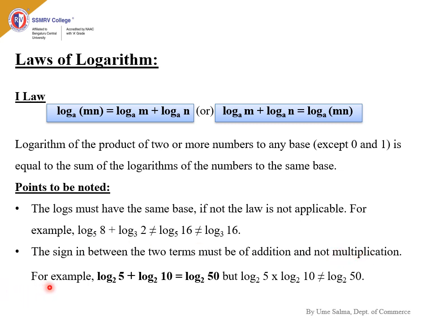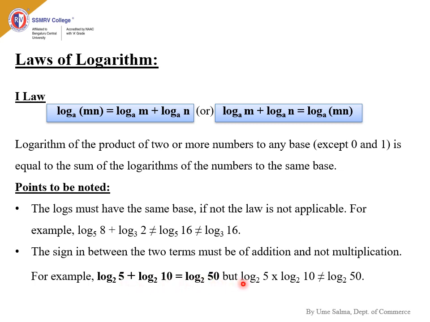Here you can understand by using a simple example. Log 5 to the base 2 plus log 10 to the base 2. Here you can see the bases are the same and in between there is the addition operation. So that can be written as log 50. 50 is nothing but the product of 5 and 10, to the base 2.